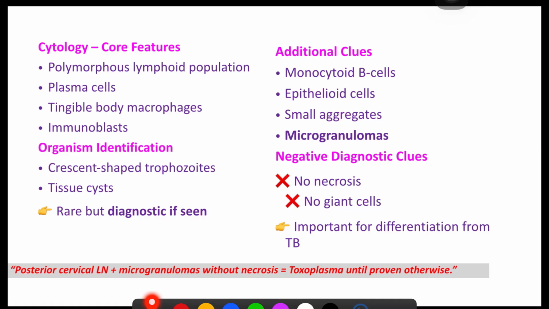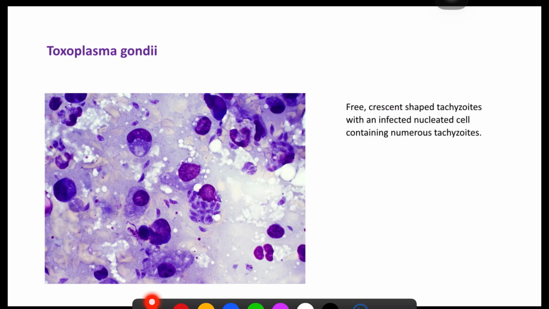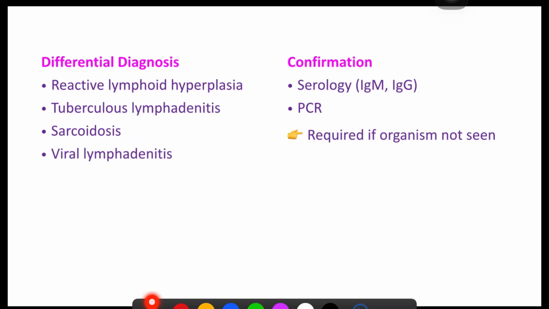So whenever there is a posterior cervical lymph node microgranuloma without necrosis, think toxoplasma until proven otherwise, and this type of crescent shaped tachyzoites are present extracellularly as well as intracellularly. These are the Toxoplasma gondii tachyzoites. So differential diagnosis includes reactive lymphoid hyperplasia, tuberculous, sarcoidosis or viral; it is confirmed by serology, IgM, IgG and PCR if organisms are not seen.